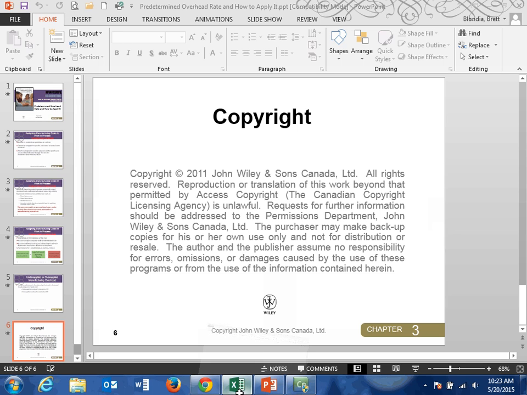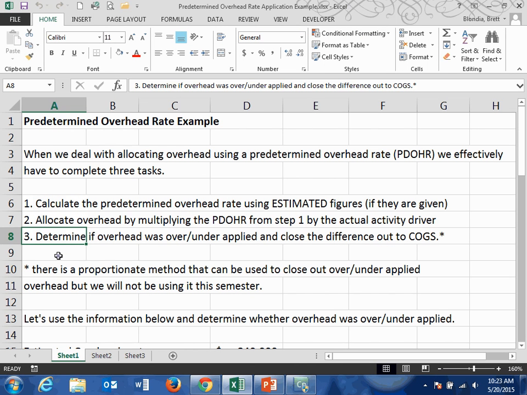Okay, so let's look at how this works then. We've got an Excel question that we're going to work through together as a group here. At the very top of this Excel question, you can see here that I've got three distinct steps that you have to go through with your predetermined overhead rate. Anytime you get a question, it could ask you about any phase of this. So the question you're looking at could very simply just say, hey, calculate the predetermined overhead rate. And all you need to do is step one.